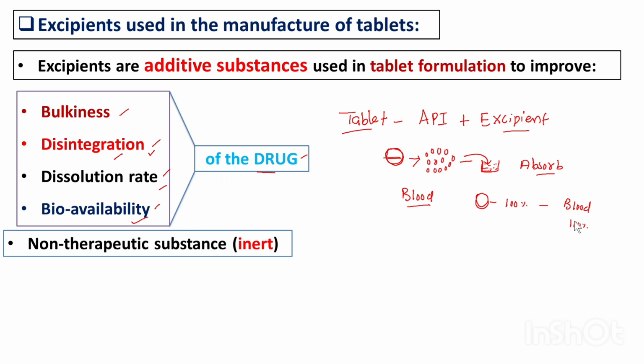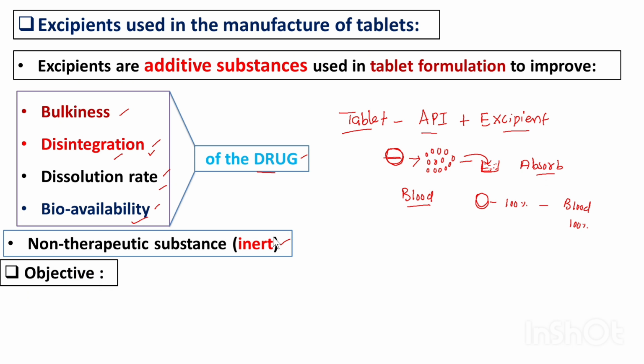Next, the excipient should be a non-therapeutic substance. What do you mean by non-therapeutic? Mostly for therapeutic action, we use the API, but the excipient will support the API to perform different properties like disintegration property and dissolution property. In that way, we can get better bioavailability within a short period of time, right? So non-therapeutic means it should not show any therapeutic action. So we call it an inert substance.